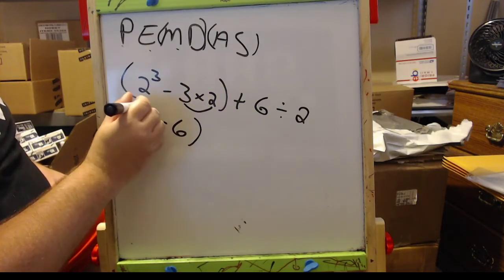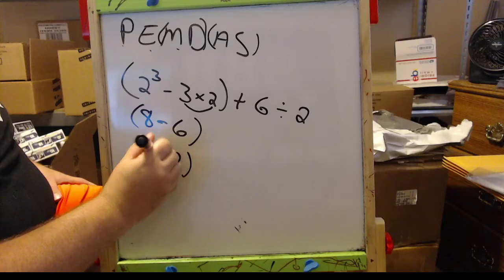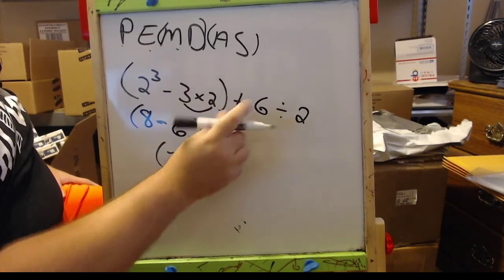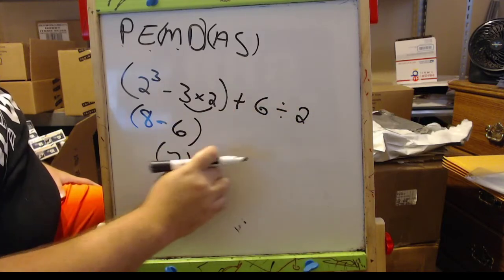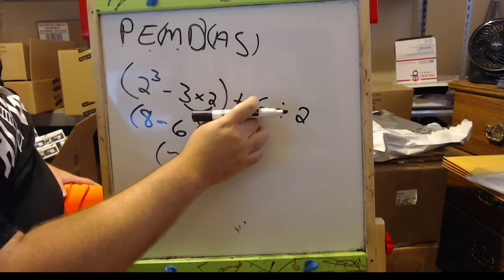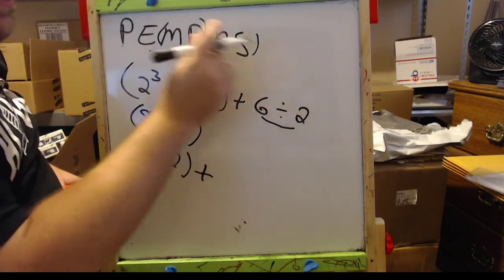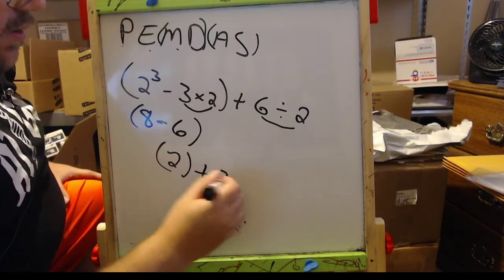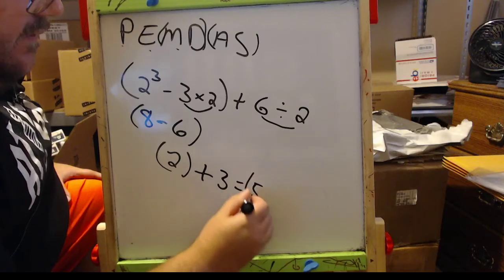So in the parentheses, I have 8 minus 6. I have 2. Plus we have out here, 6 divided by 2. Do I add the 6 first? No. I take the 6 divided by 2 because of PEMDAS. 6 divided by 2 is 3. So my answer should be 5.